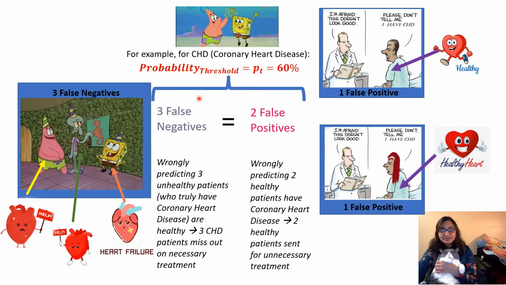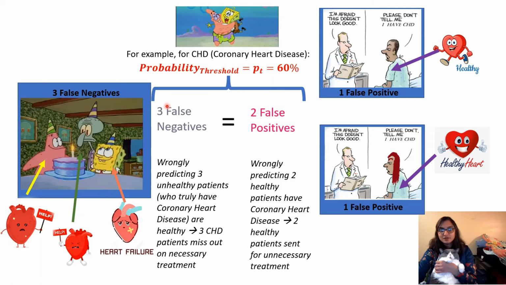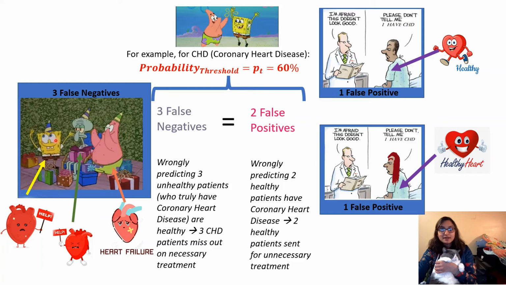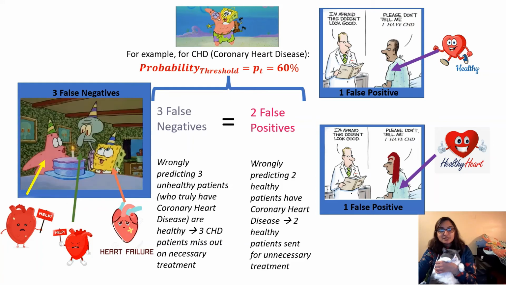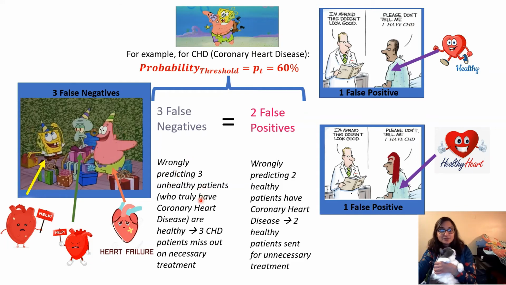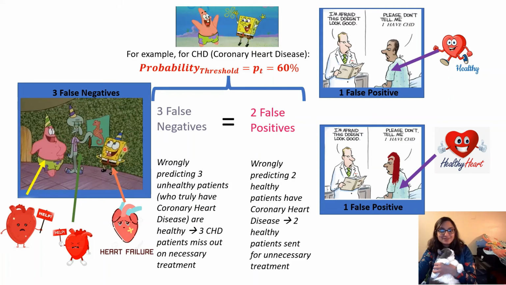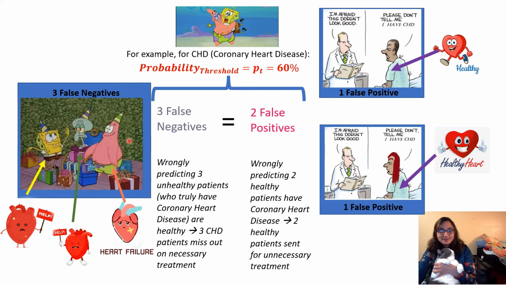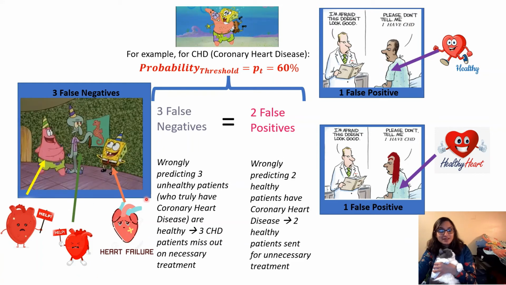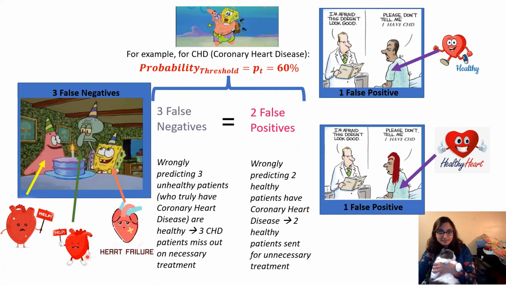Because 3 false negatives are equal to 2 false positives, or 2 false positives could even be worse than this. So here, wrongly predicting that 3 unhealthy patients, you see Patrick, Squidward and SpongeBob, they actually have very poor hearts. But wrongly predicting that these 3 unhealthy patients who actually have heart disease are healthy. We're predicting that they're healthy. We see them celebrating with the cake and pin the tail on the donkey kind of thing. We predict they're healthy, they go out celebrating, but in reality, they actually have poor hearts and they're missing out on necessary treatment for coronary heart disease.